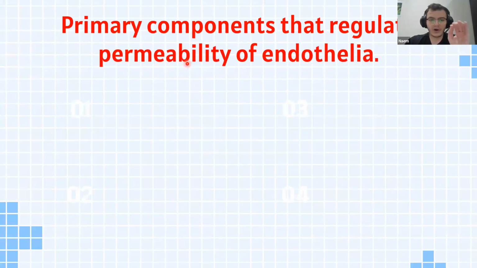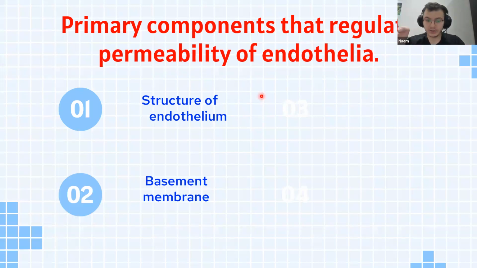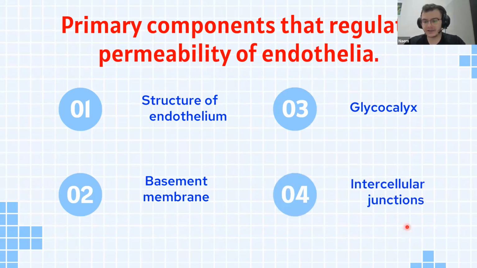First of all, what are the four main components that play a role in the regulation of permeability of the endothelium? One, the structure of the endothelium itself. As simple as that. The structure of the endothelium definitely affects the whole process. Two, the basement membrane, which surrounds the endothelium from outside. Third is a structure that we call the glycocalyx. I'm not sure if you took it before, but even if you didn't, don't be worried. We're going to explain it well in this lecture. Four is the intercellular junctions between the endothelial cells. So these are just the names. Now we're going to go into details.